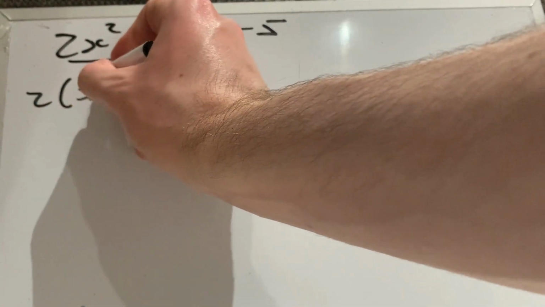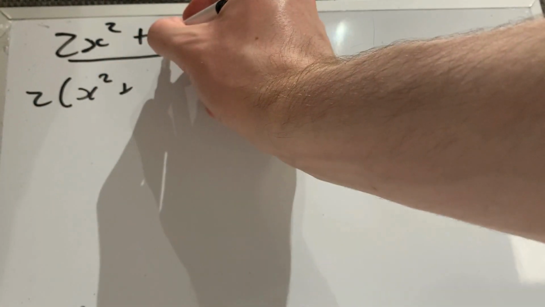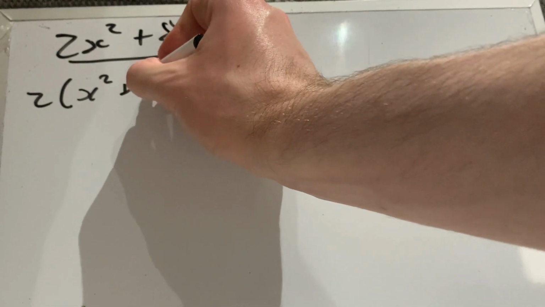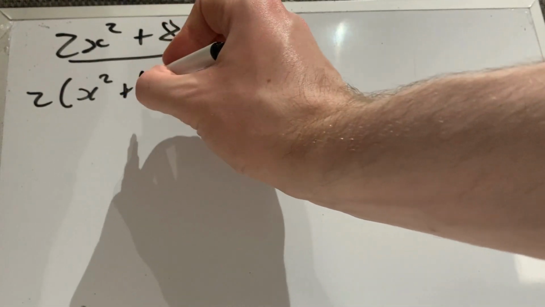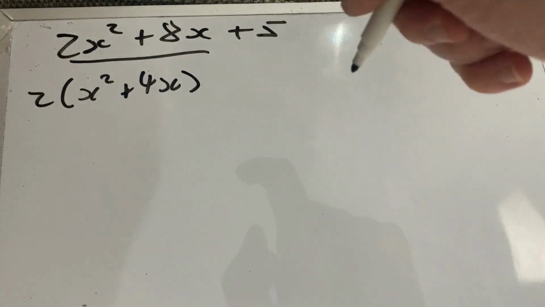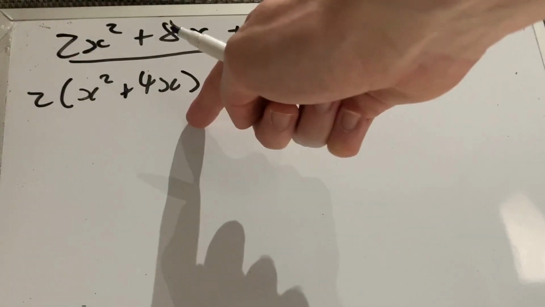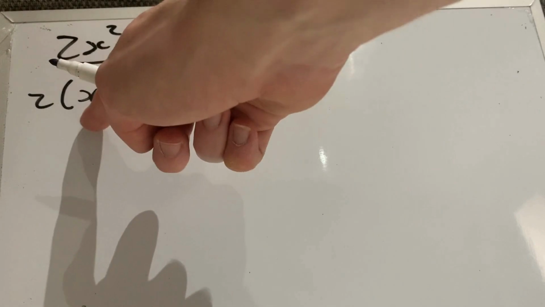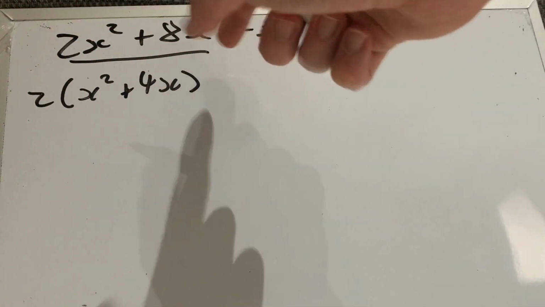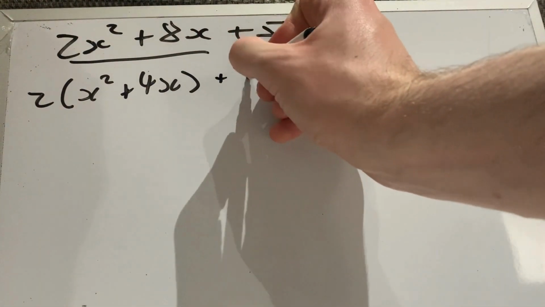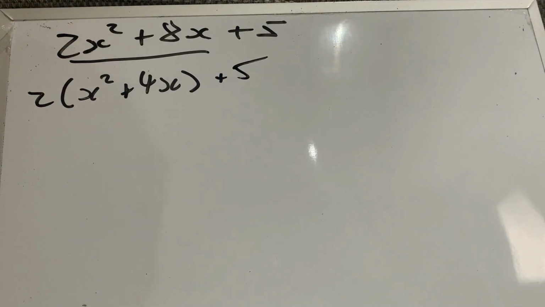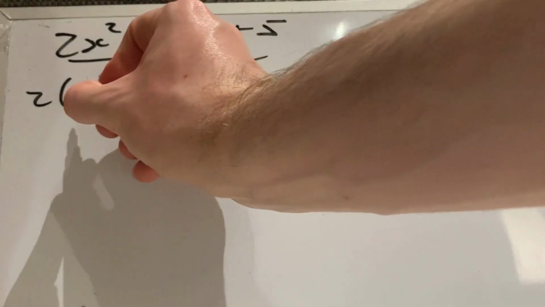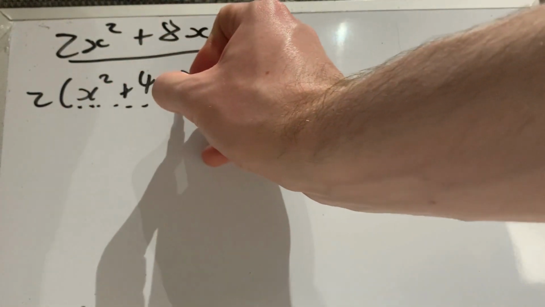So we're going to get x squared, and then half of 8 is 4, so x squared plus 4x. We can check that that's right, because if we expand that, we'd get 2x squared plus 8x, which is what we've got. And then we've got to remember our 5 on the end. Now we can focus on this bit here for completing the square.